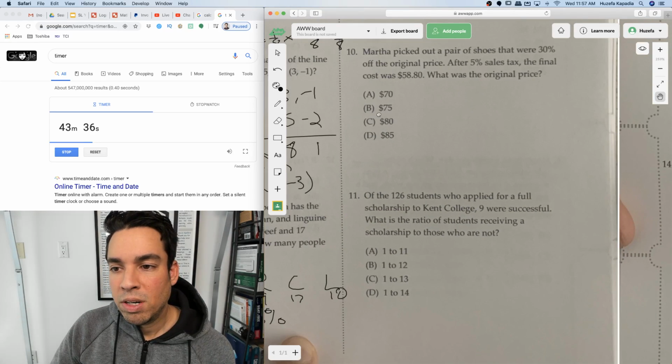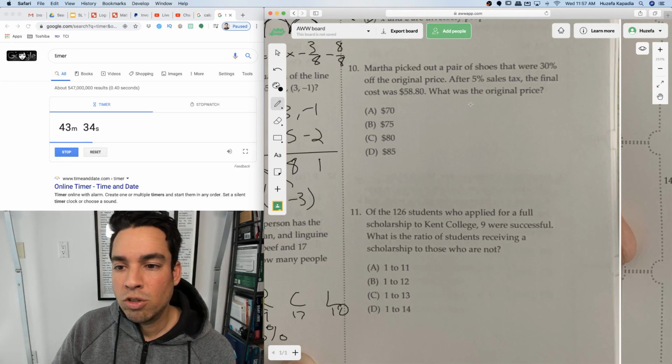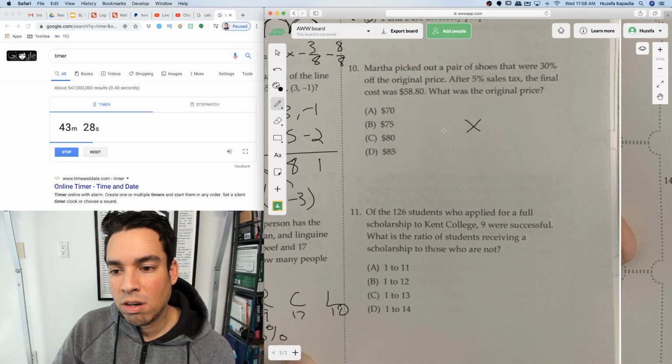Martha picked out a pair of shoes that were 30% off the original price. After 5% sales tax, the final cost was... So we have the price of the shoes, and we're taking 30% off the original price, which means 70% is left, so 70%. And then there's a 5% sales tax. So then we add on 5%.